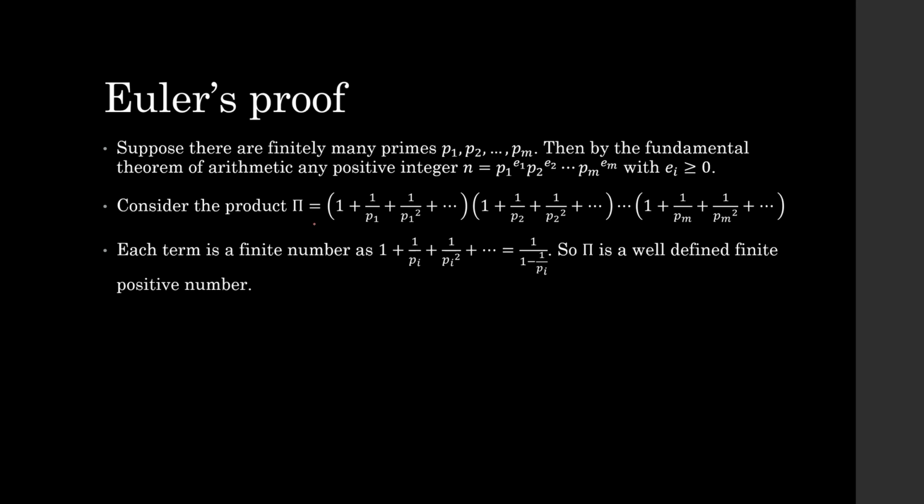So first of all, note that each of these terms here is a finite number. And this is due to what we saw in the last slide, which is the infinite geometric series. We have that pi is bigger than 1. So the sum of 1 plus 1 over pi plus 1 over pi squared and so on converges to the number 1 over 1 minus 1 over pi. So we have to do this step just to show that the product is a well-defined finite positive number. This isn't some kind of thing that is going to diverge, because we've got a finite product of finite numbers.